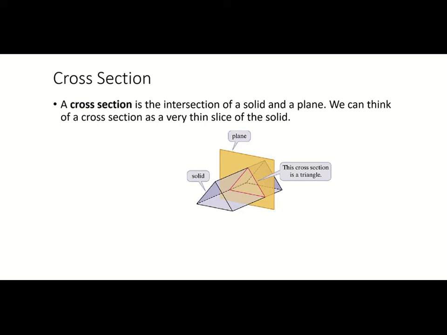All right, a cross-section is the intersection of a solid and a plane. So it's like if you were to take a figure and slice it, either vertically or horizontally, you would get a cross-section. So here we have a triangular prism, and they cut it vertically. And the cross-section, you can see if I highlight it, is going to be a triangle there.